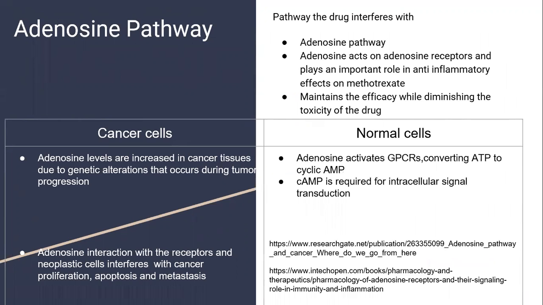The endozyme pathway in cancer cells is when there is an increase in endozyme levels in cancer tissues due to genetic alterations that occur during tumor progression. Endozyme interaction with its receptors in neoplastic cells interferes with cancer proliferation, apoptosis, and metastasis. In normal cells, endozyme activates GPCRs, which convert ATP to cyclic AMP, which is required for intercellular signal transduction.